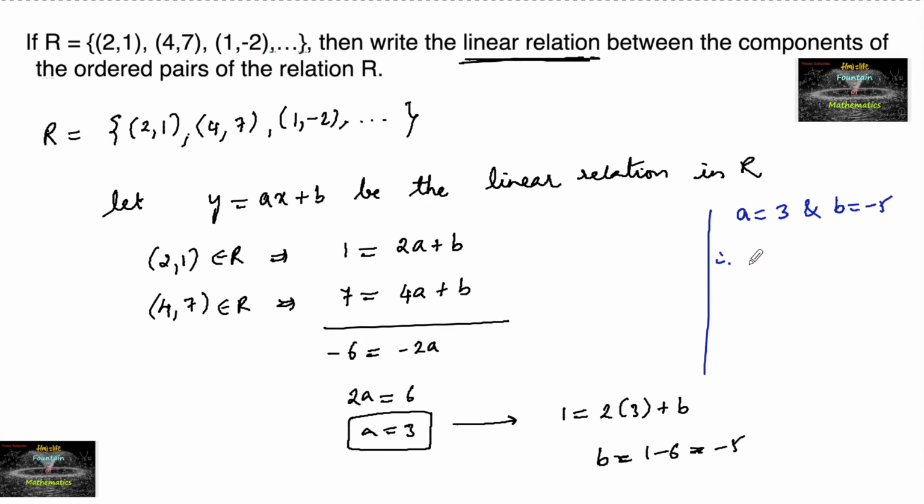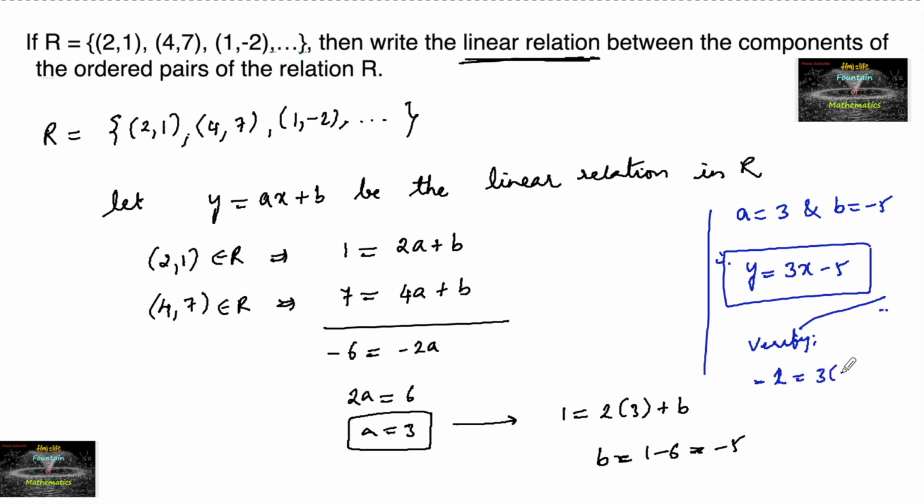Therefore the linear equation y = ax + b, that is 3 into x plus minus 5. So we can consider the relation y = 3x - 5, which also satisfies the last point (1, -2), so that's verified. -2 = 3 into 1 minus 5, so we can check that -2 = 3 - 5 = -2, it is satisfying. So we can conclude y = 3x - 5 is the answer. Okay, thank you.